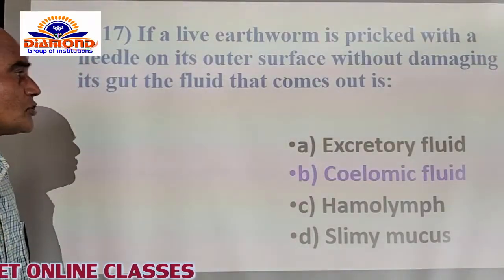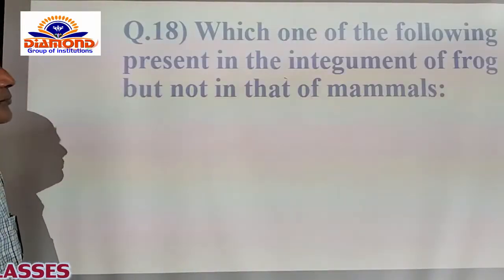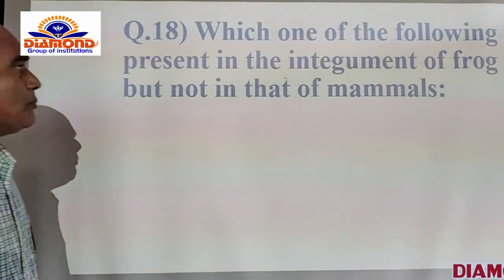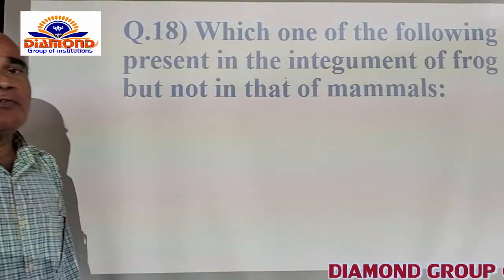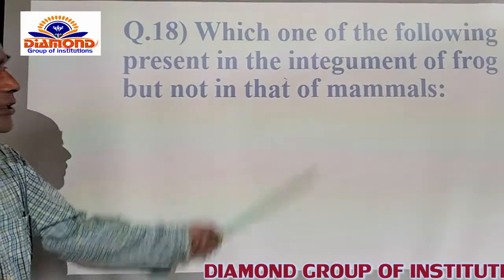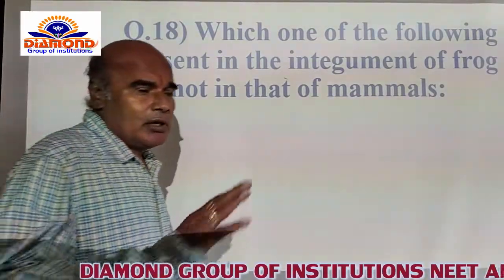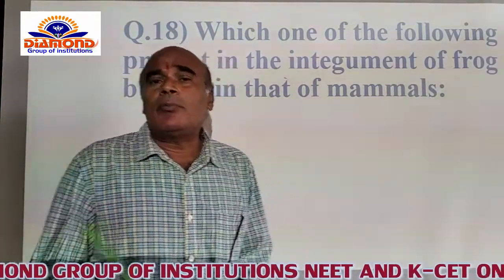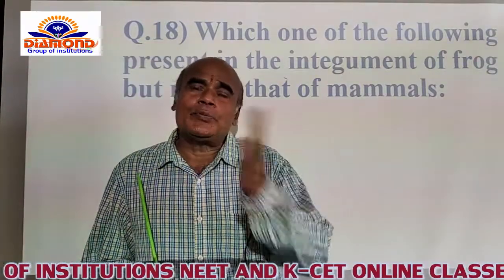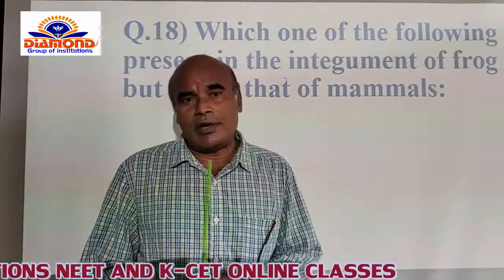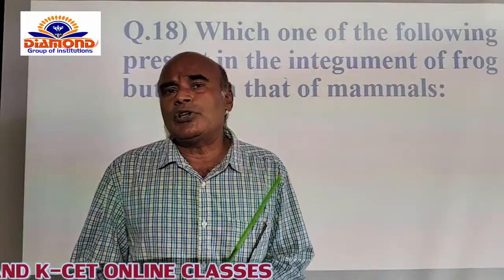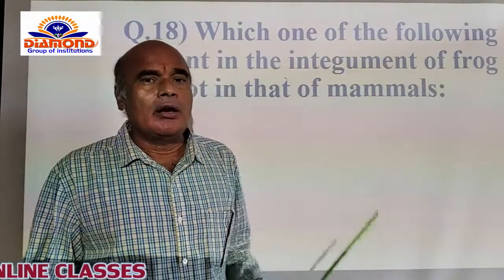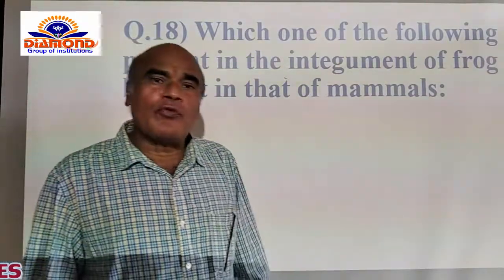Now we go for the last question, the 18th question. Which one of the following is present in the integument of frog but not in that of mammals? Particularly, integument means the body wall of the frog, which exceptionally contains a kind of glands which are not present in the body of mammals itself. Now the following options are given.